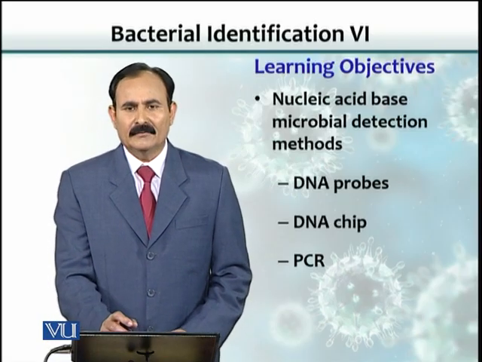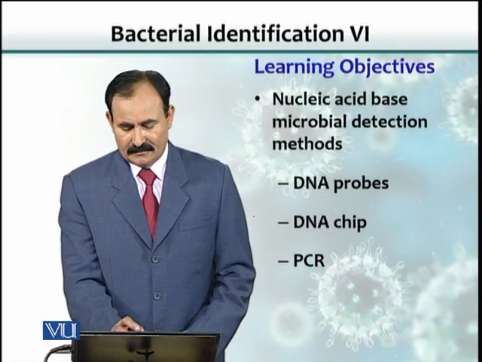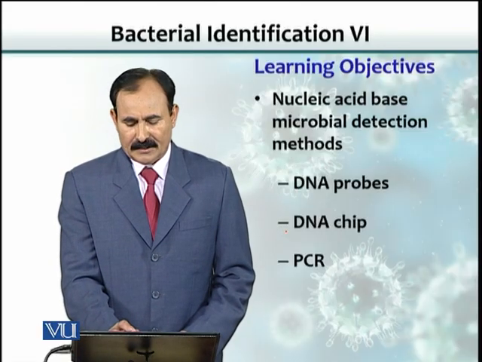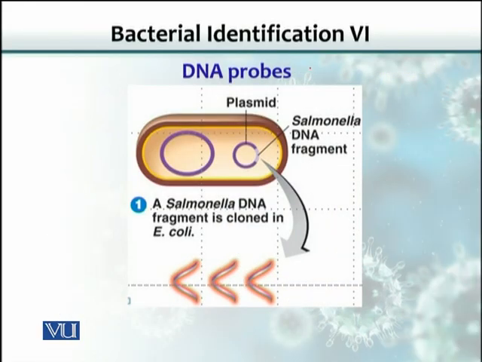We would mention about three methods that include DNA probes, DNA chip, and PCR. Now, a DNA probe could be made by DNA amplification using the tools of biotechnology, where we can insert the gene of interest that is specific to the organism and amplify it, and later it could be eluted or taken out of the plasmid system from microorganisms like E. coli. This is a Salmonella DNA fragment which was cloned in E.